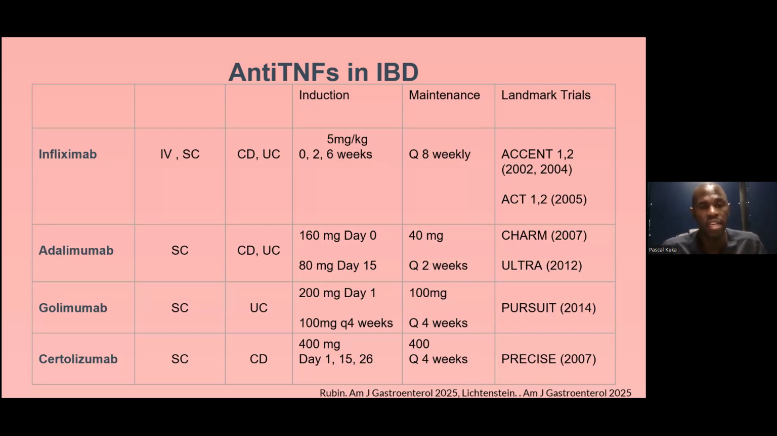So the anti-TNFs have been utilized for the longest period of time in terms of the biologics, and because of that, we have long-term data, not only for the effectiveness, but also comparative to some of the new drugs in terms of head-to-head trials that we shall see as we go along. Golimumab and certolizumab, although they're also approved, are only approved in UC and Crohn's disease, respectively.